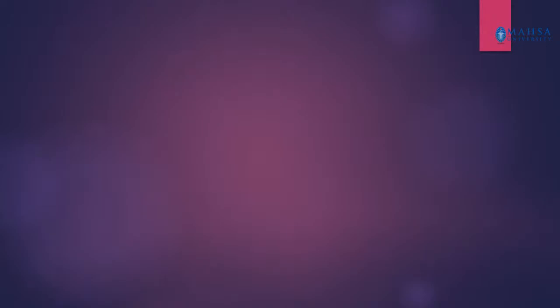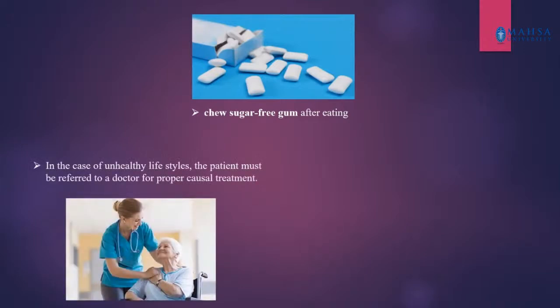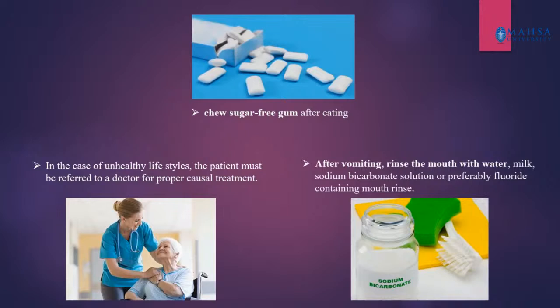In some patients with reduced salivary flow, they are advised to chew sugar-free gum after eating. This will help produce more saliva to help cancel out the acids which form in their mouth after eating. In the case of unhealthy lifestyles, the patient must be referred to a doctor for proper causal treatment. Also, immediately after vomiting, patients might be advised to rinse the mouth with water, milk, sodium bicarbonate solution, or preferably fluoride-containing mouth rinse.